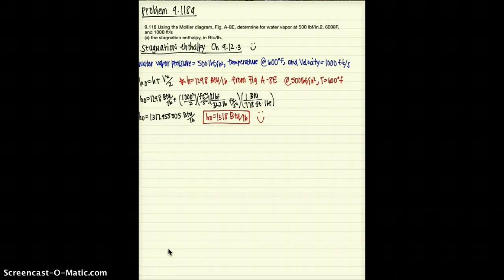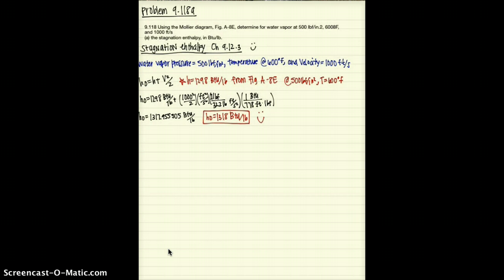Problem 9.118a says, using the Mollier diagram in Figure A-8E, determine the water vapor at 500 pounds force per inch squared, 600 degrees Fahrenheit, and 1,000 feet per second. We are asked to evaluate the stagnation enthalpy in BTU per pound.